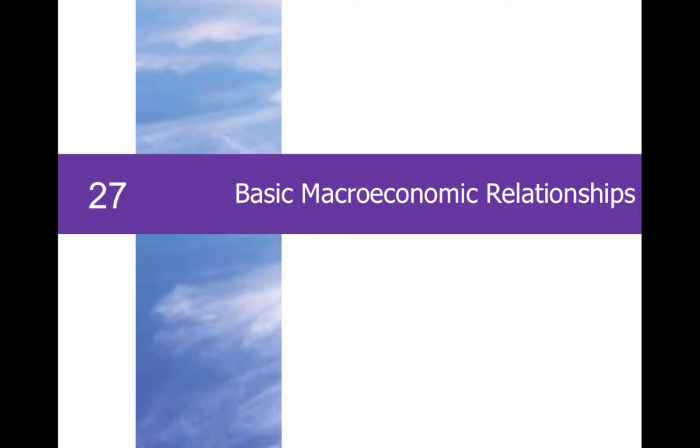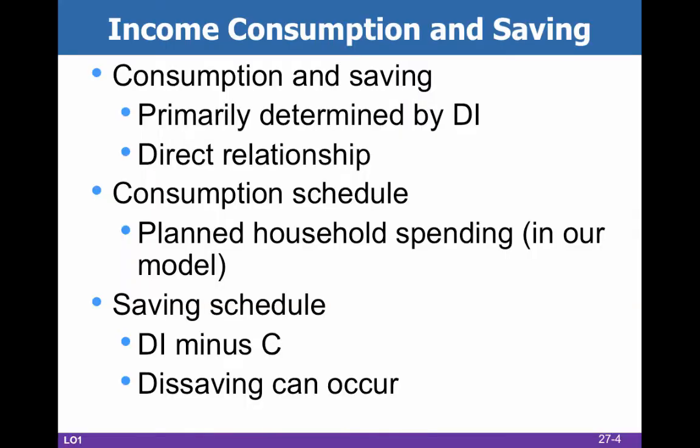All right, guys, here we go with Chapter 27, Macroeconomic Relationships. So basically what we're going to look at here is consumption and savings. Our disposable income, which is the income we have after we pay taxes, is going to be the primary determinant here. We can't choose to pay taxes, we just have to. So the leftovers are going to be what we're really looking at here.